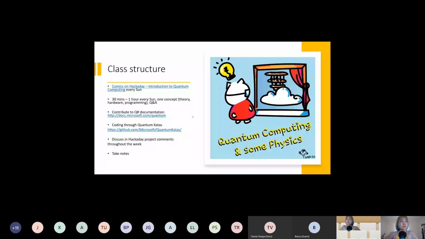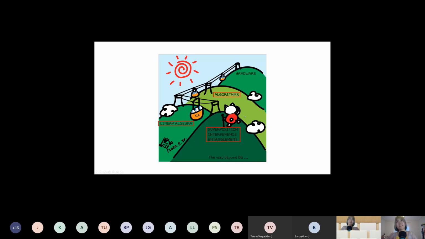The materials that we use in the class, we refer to the Microsoft Q-Sharp documentation, and we also use the quantum katas for exercises. So today we're going to also do a kata. Actually, a kata is singular.